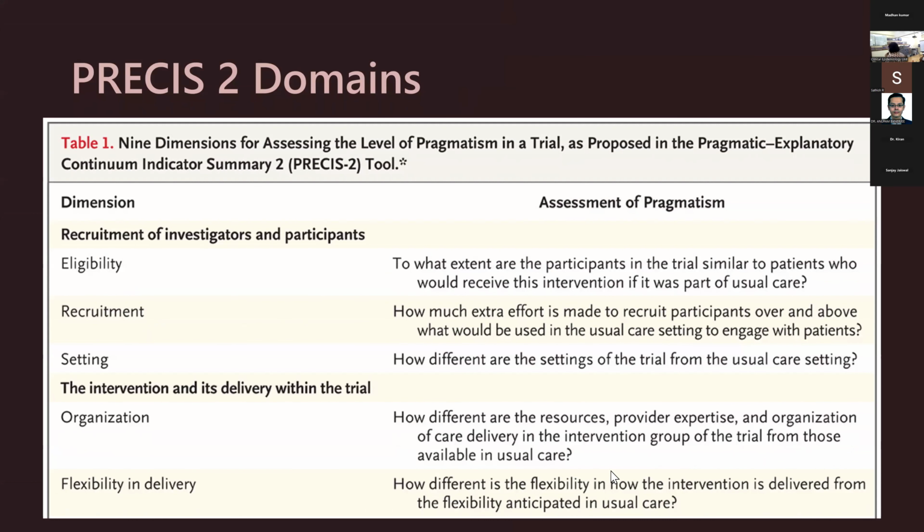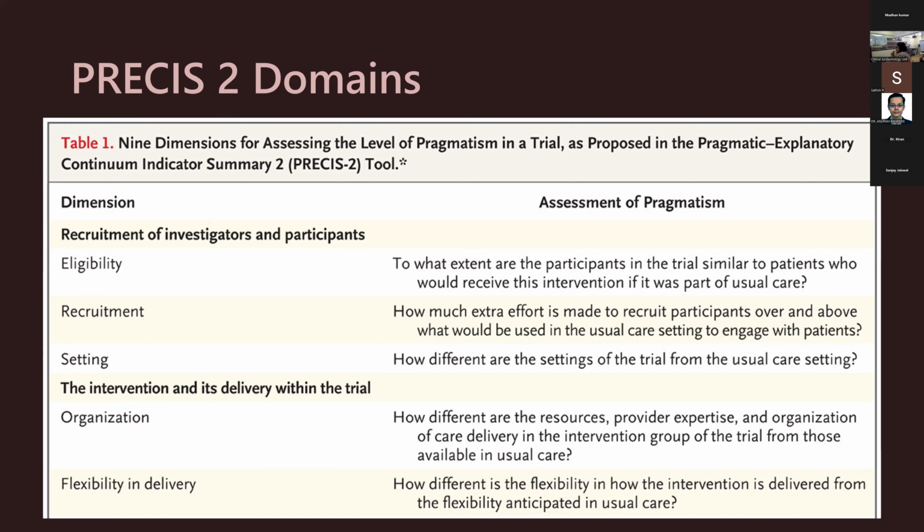So looking at the pragmatic trials, to assess the level of pragmatism, there is the PRECIS and PRECIS-2 tool. The upgraded one is PRECIS-2. This has 9 domains in which they assess how close the concerned trial is to reality.